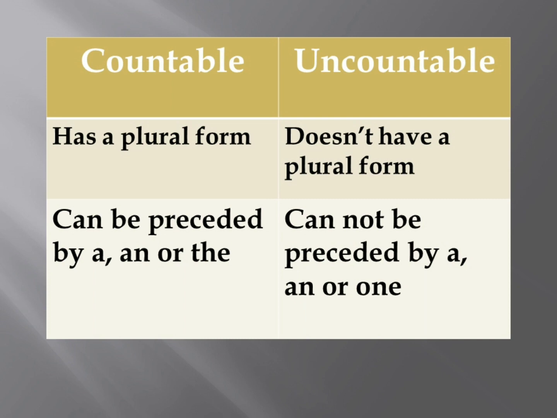The second difference is that countable nouns can be preceded by a, an or the. We can say an apple, a dog, the dog, etc. But uncountable nouns cannot be preceded by a, an or one. We cannot say the furniture. We cannot say an oil. We cannot use these kinds of articles in front of uncountable nouns. So these are the major differences between countable and uncountable nouns.